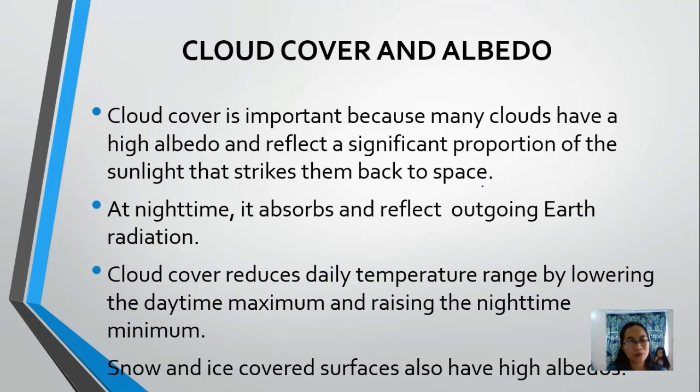Snow and ice covered surfaces also have high albedos. Snow and ice, they are white, so they are also highly reflective. Kaya kapag covered ng snow, we are expecting that we have a lower temperature. Okay? Hindi lang dahil malamig yung snow, but because it's reflecting the radiation coming from the sun.